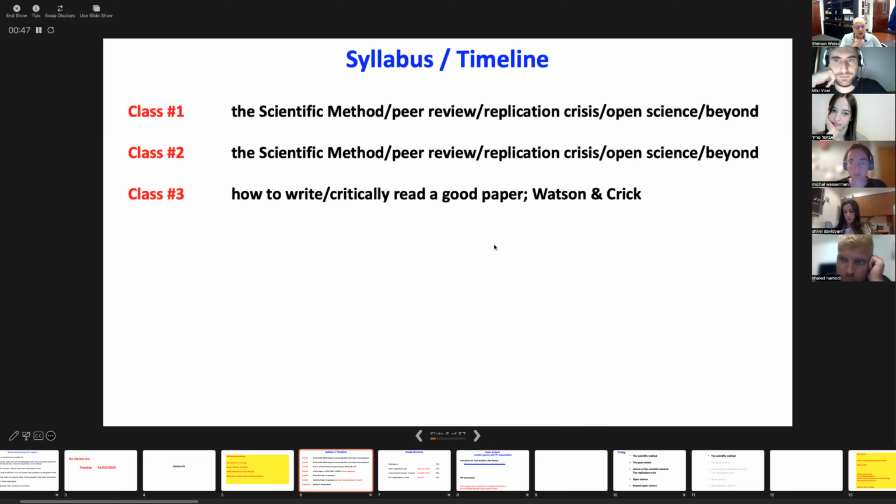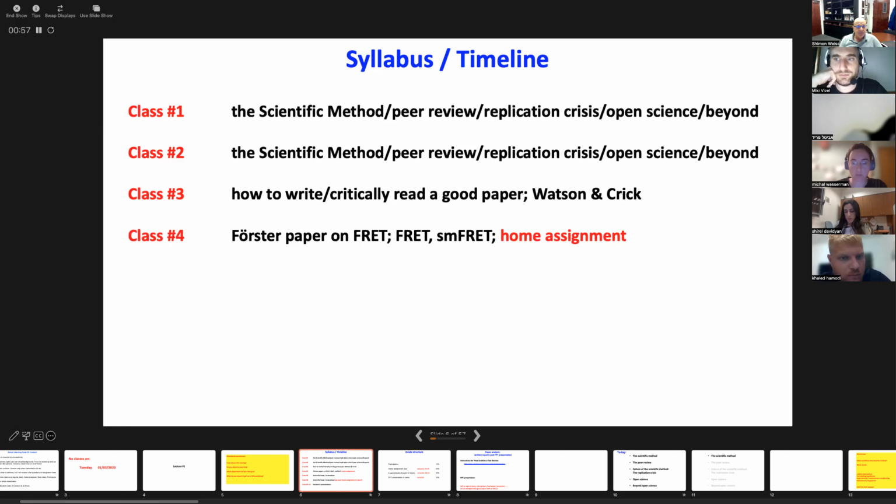Then we'll cover how to write a good paper, how to critically read a good paper. We will use the famous Watson and Crick paper from 1953 as an example of a good paper. We'll then move on to my own research area, and we'll talk about the Förster paper and about fluorescence resonance energy transfer. You will get a home assignment about a paper that relates to this topic. This is a topic that most of you are not familiar with, and we will basically ask you to read a paper and see what you understand reading a paper not from your field.